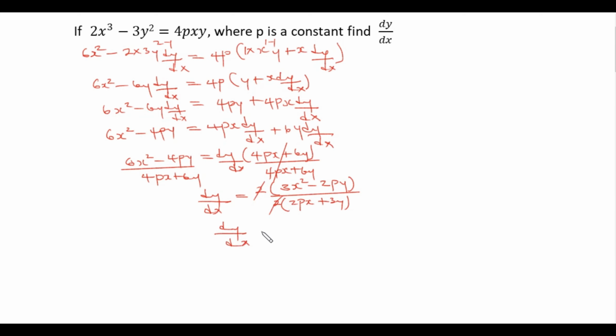So our answer here: dy/dx is equal to 3x squared minus 2py, all upon 2px plus 3y. So this is our answer for this question.